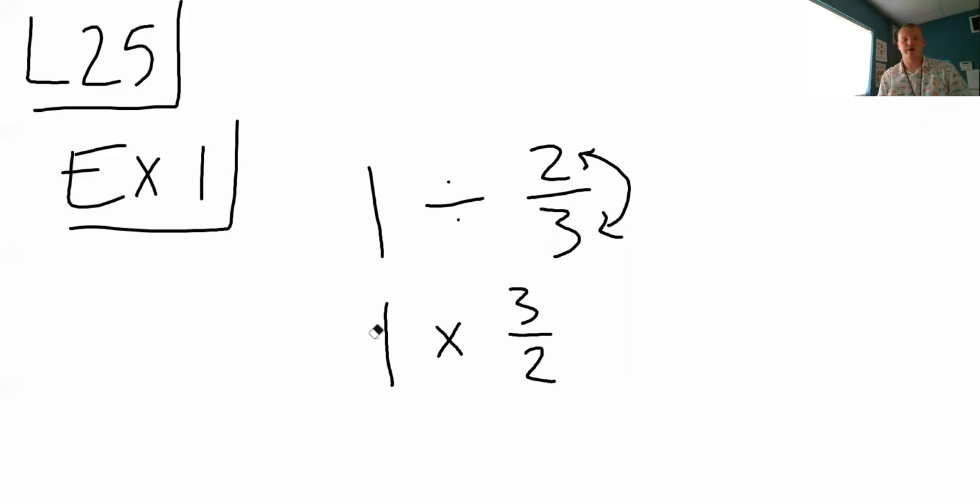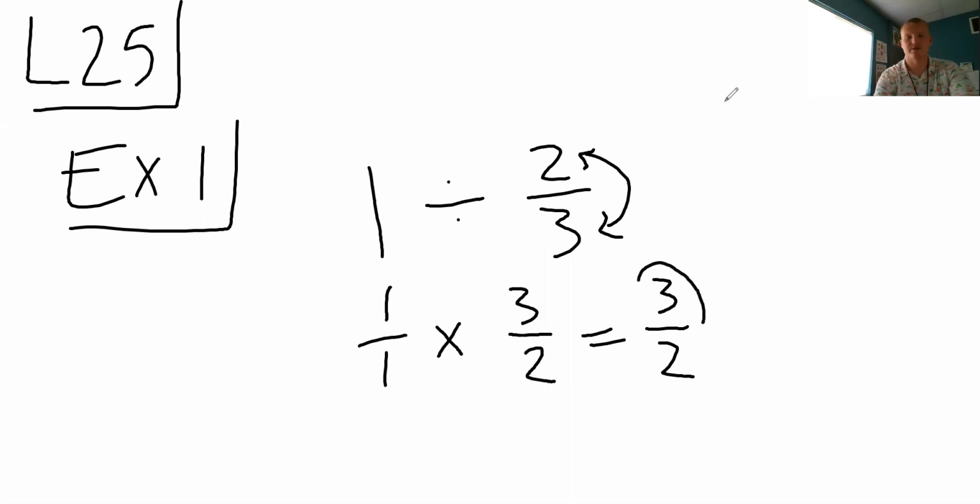I could change this 1 into 1 over 1, but I don't really need to for this because it's easier. So 1 times 3, in my numerator, is going to be 3, and then 1 times 2 is going to be 2. That would be my answer. I wouldn't need to reduce it at all. If you wanted to, you could have it with a whole number and a fraction, a mixed number.